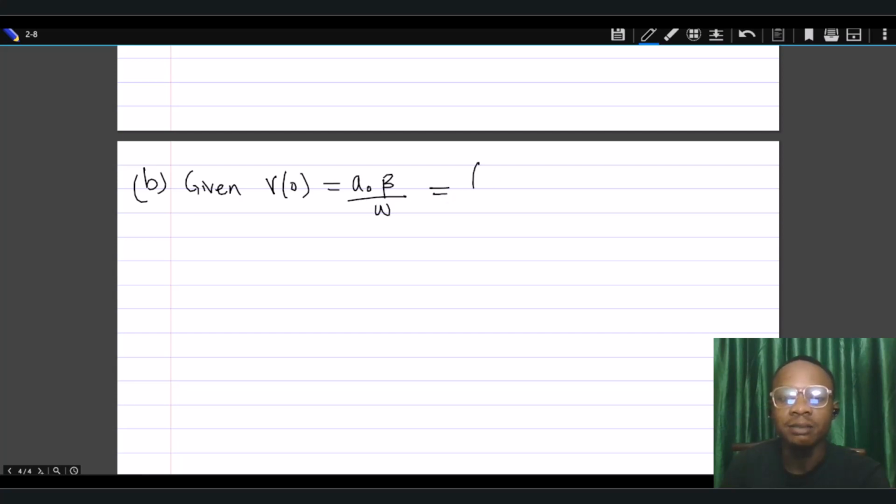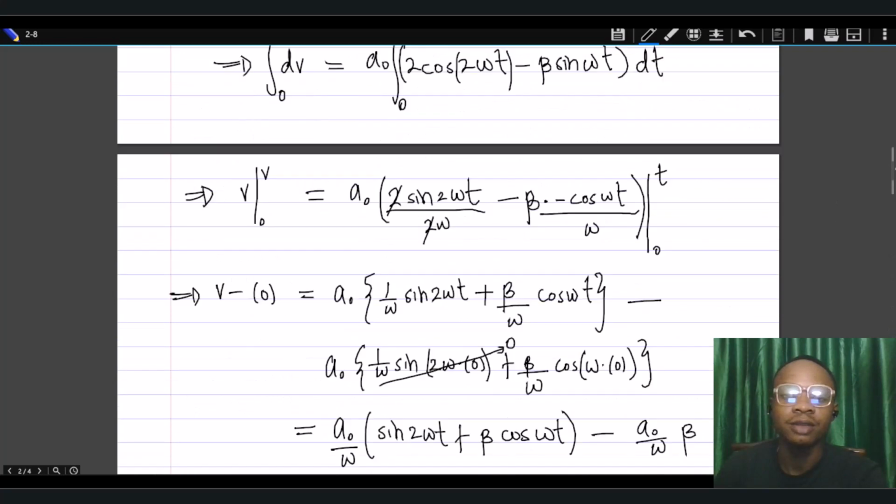So we know that implies a naught is 3.5, beta is 1.5, omega is 0.5. So this is 3.5 over 0.5, that's 7. 7 times 1.5, that is 10.5 meters per second. So we have the initial velocity to be 10.5 meters per second, all right.